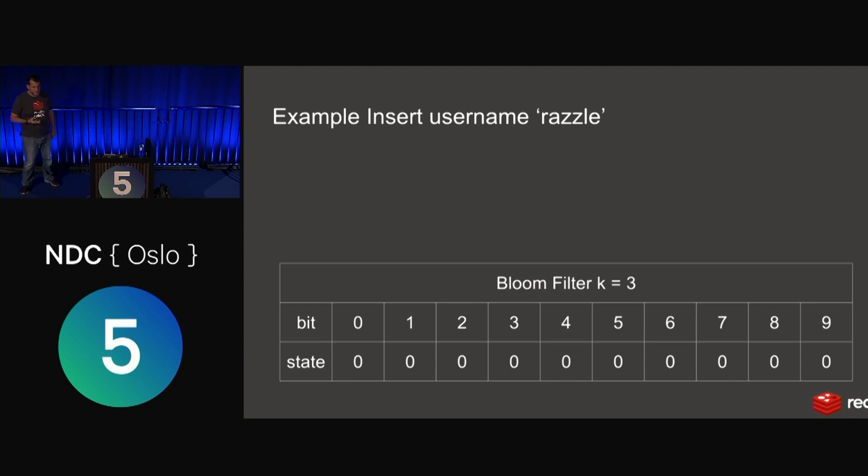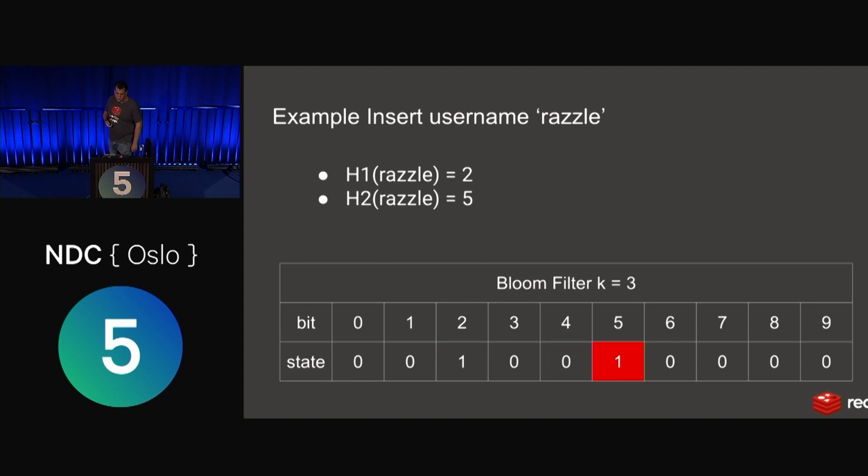So let's try to insert the username Razzle into this Bloom filter. Let's take H1 of Razzle, the first hash function's result of Razzle. That comes out to 2. So we take the bit at position 2, and we flip that to 1. We'll do the same thing for H2. That comes up 5, so we flip the bit at position 5 to 1. For H3, we do the same thing. It comes out to 8, so we flip the bit at position 8 to 1.